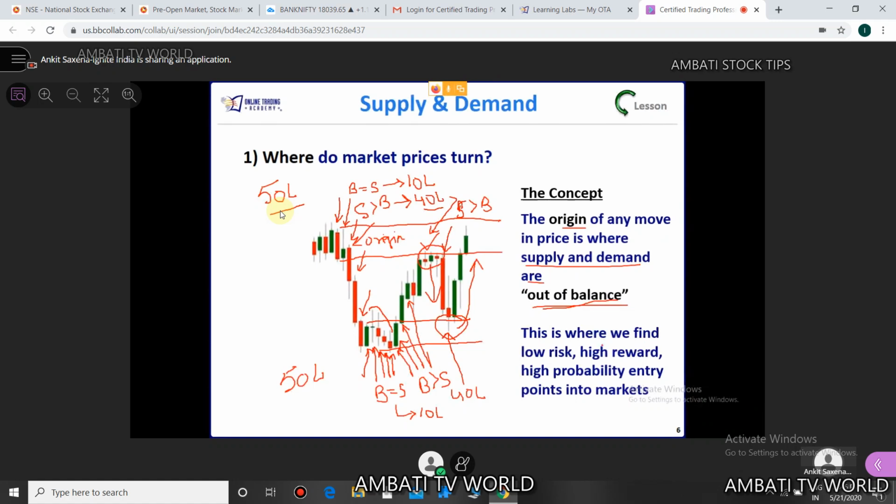Now this is where we find low risk, high reward, high probability entry points into the market. Getting my point? This is where we will find low risk, high reward, and high probability entry points into the market.